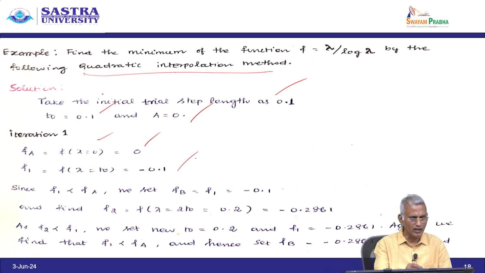Since F1 is less than FA, we set FB equal to F1 equal to minus 0.1 and find F2 equal to F of lambda equal to 2 T naught, which is equal to 0.2, equal to minus 0.2861. As F2 is less than F1, we set now T naught to 0.2 and F1 equal to minus 0.2861.